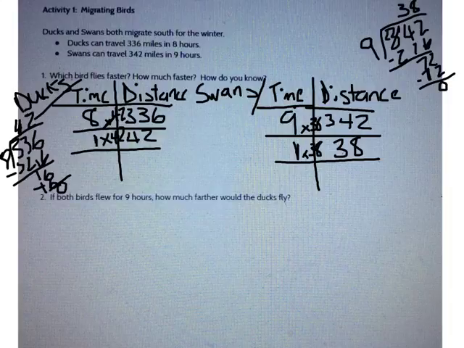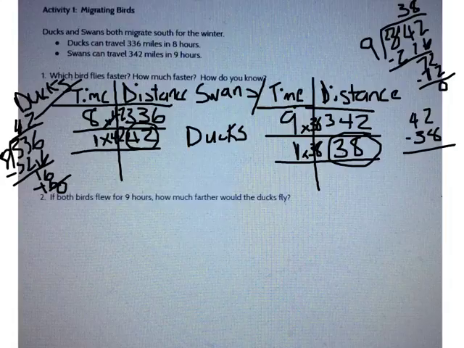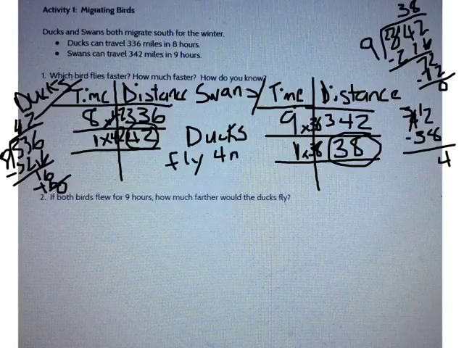Now I can answer my first question. Which bird flies faster and how much faster? How do you know? First, which bird flies faster? Ducks fly faster. How could I figure out how much faster ducks fly? I can subtract the speed of the ducks, 42 miles per hour, minus the speed of the swans, 38 miles per hour. What's 42 minus 38? 42 minus 38 is 4. So ducks fly 4 miles per hour faster.